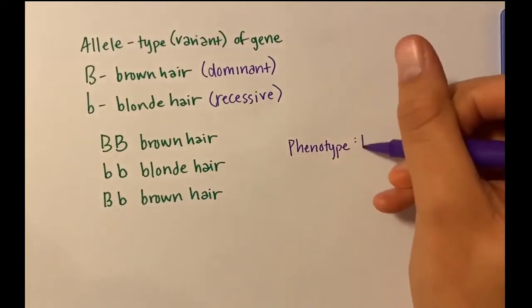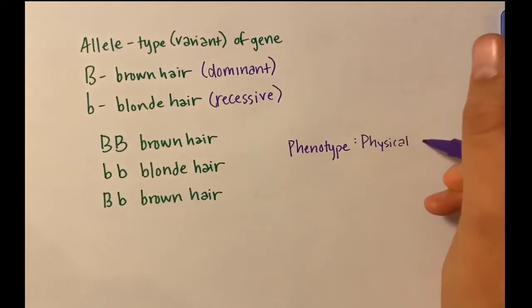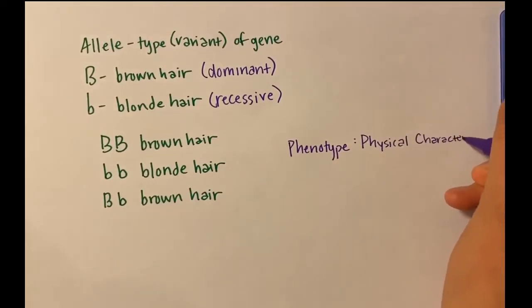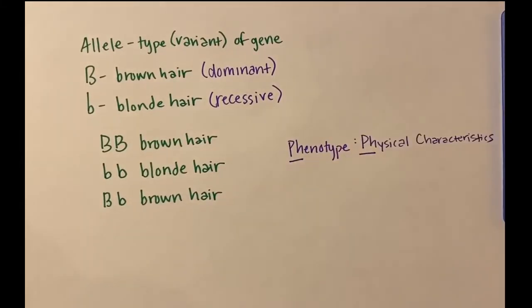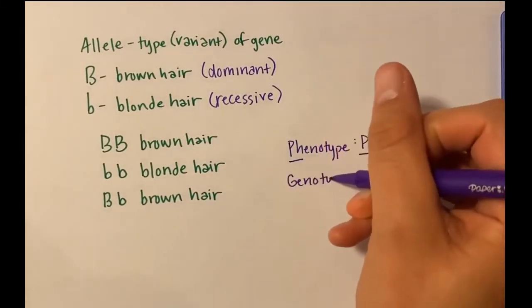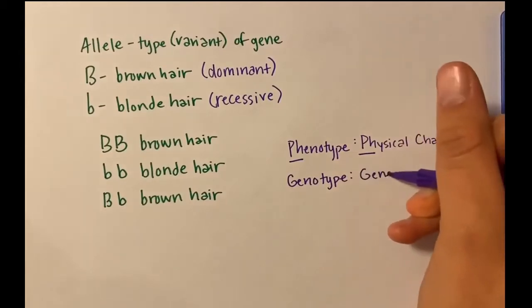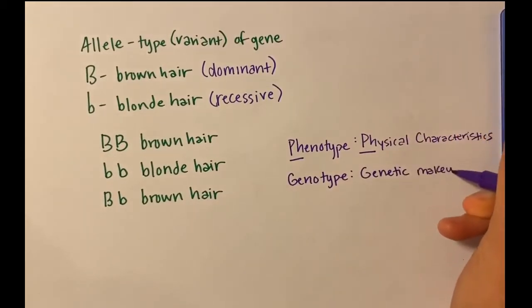Remember that phenotype is a description of the physical characteristics that you have, like brown hair or blonde hair. Genotype is a description of the genes you have, like having big B, big B, or big B, little b, or little b, little b.